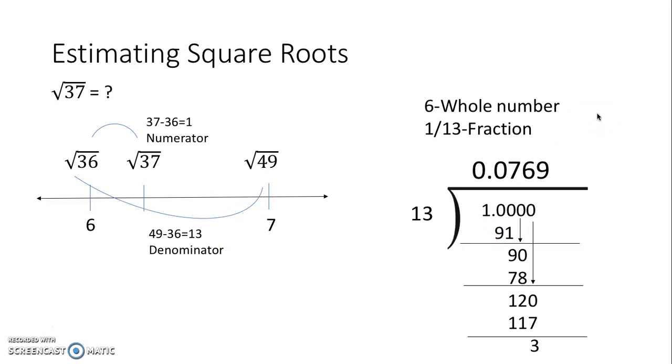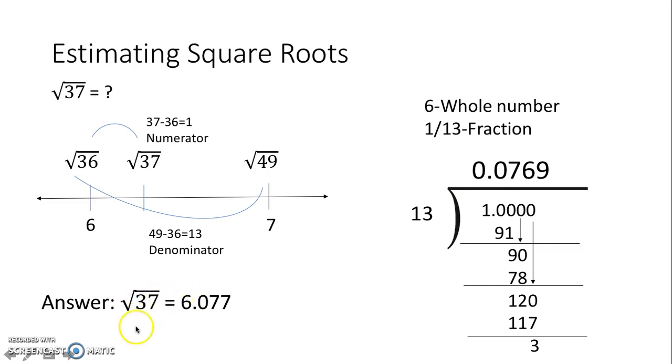It doesn't stop. So I just stopped right here, because I want us to round to the thousandth place. I stopped at the ten-thousandth place, so then we can round. Our answer is 0.0769. When we round, we know that it's going to be 0.077.